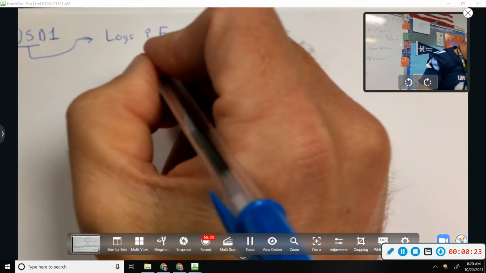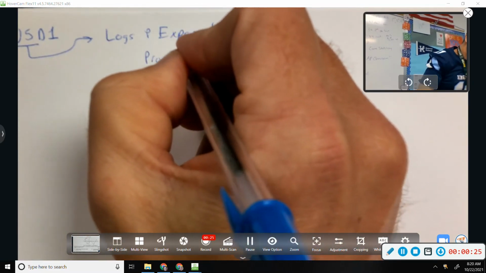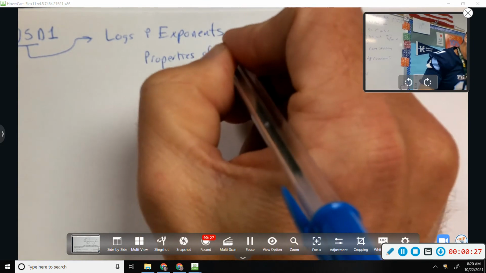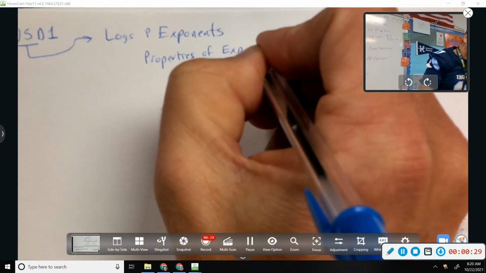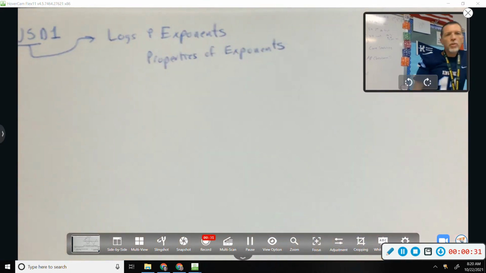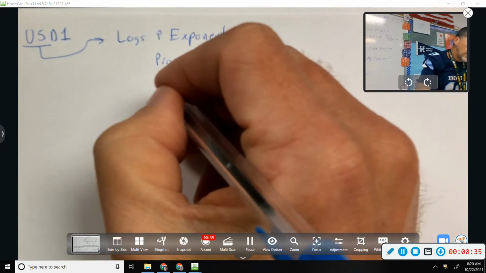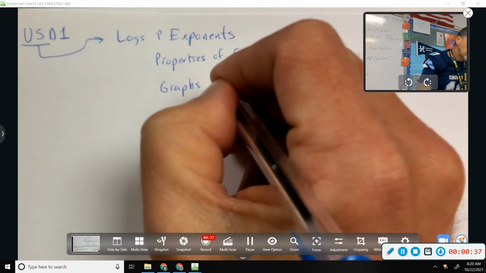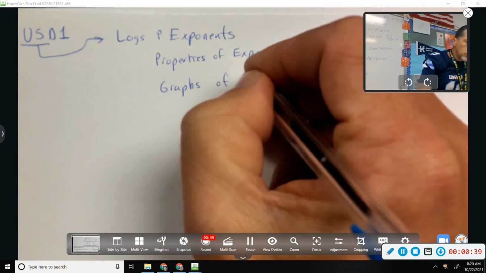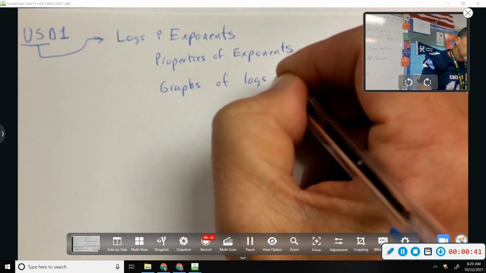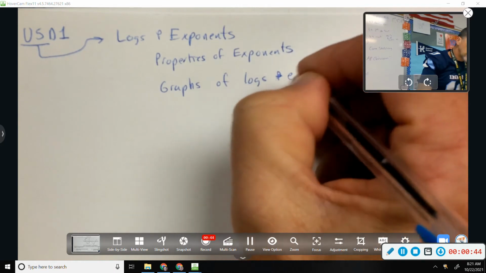Well, I don't like logs though. Here's sort of the outline. Yeah, most people don't like logs. I get that. We'll do properties of exponents today, and then next week we'll do graphs of both logs and exponents.